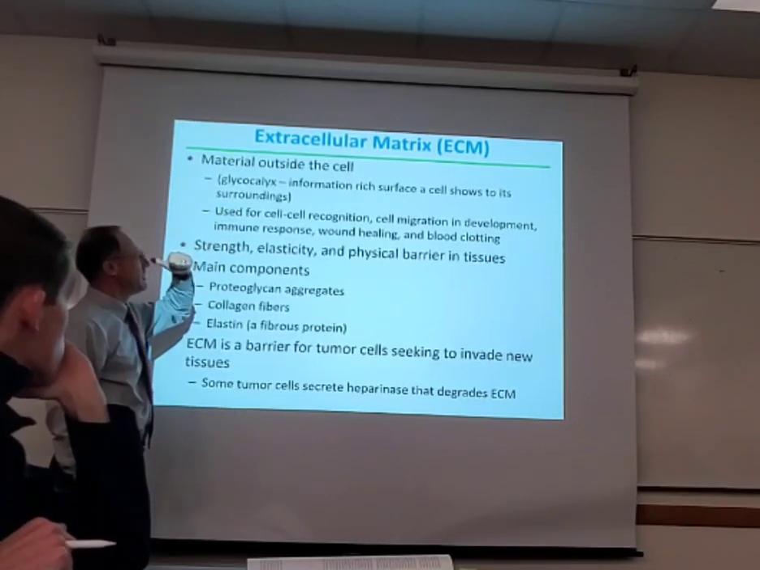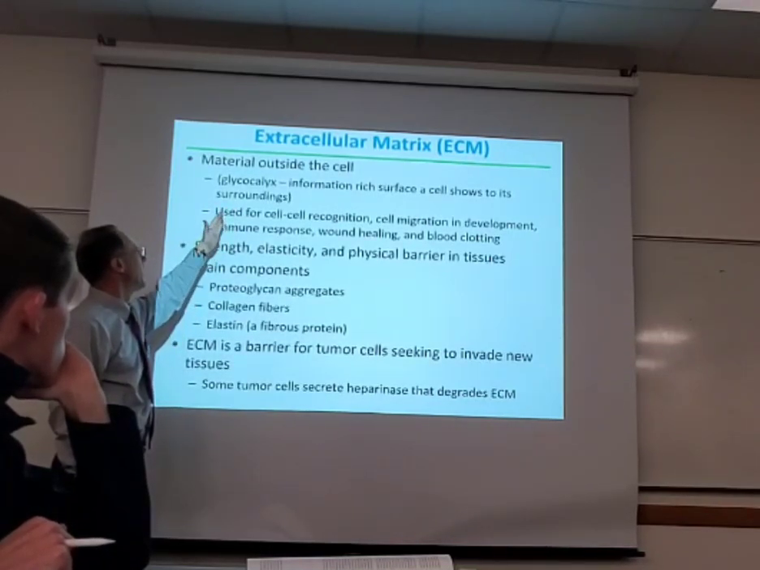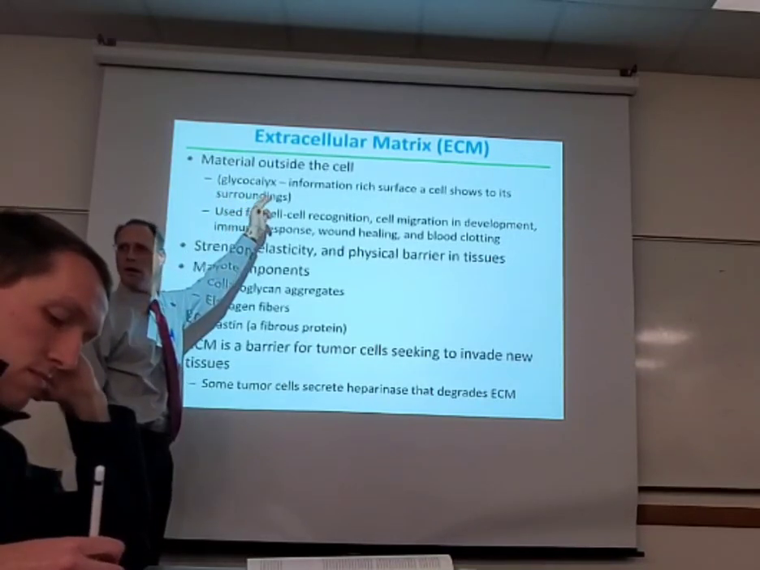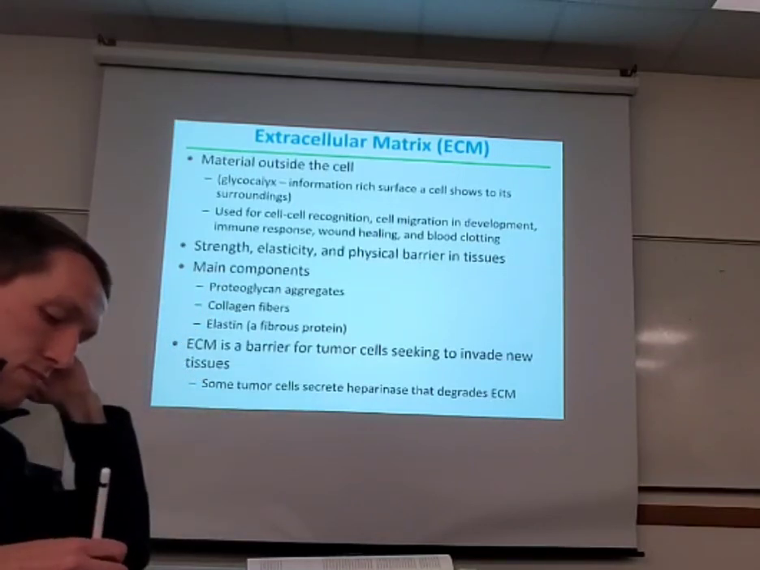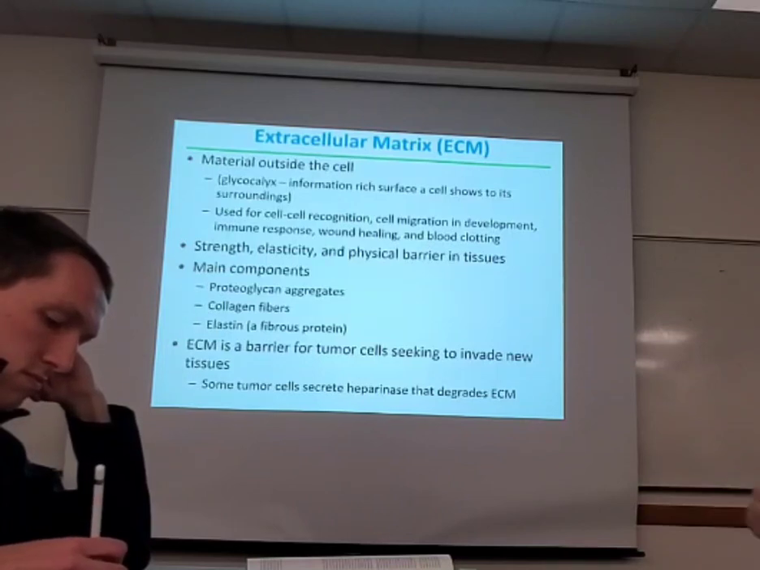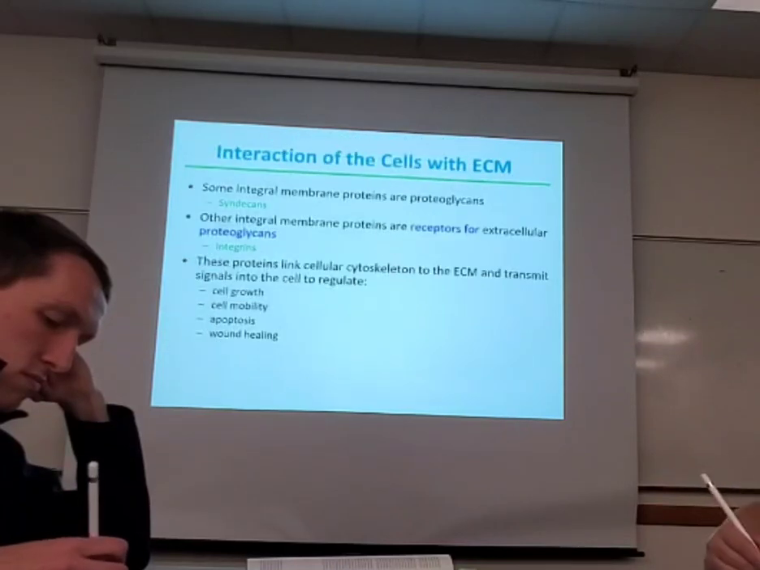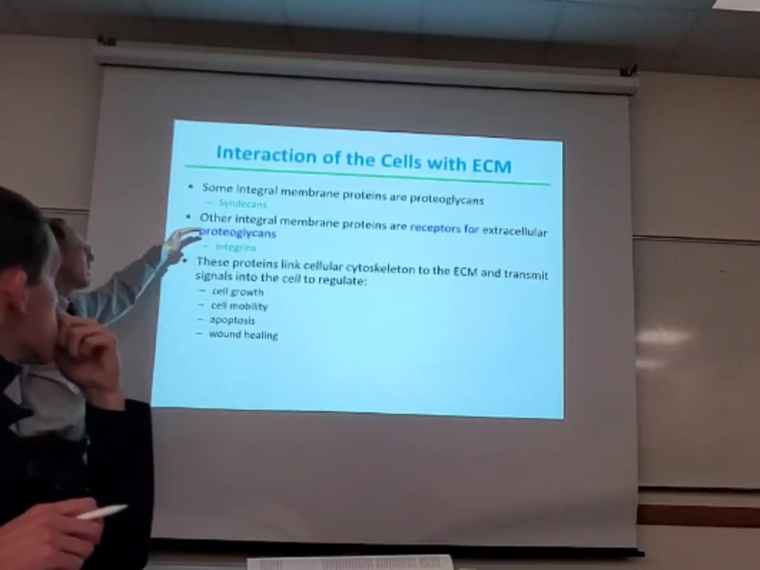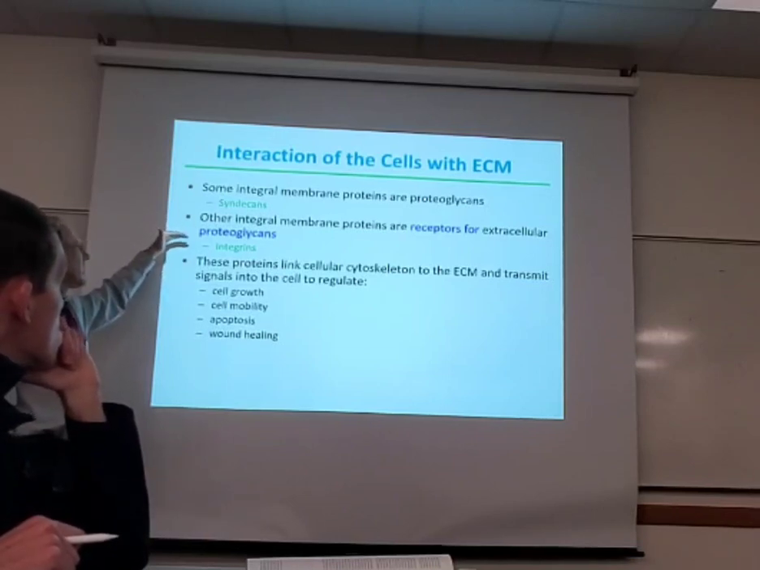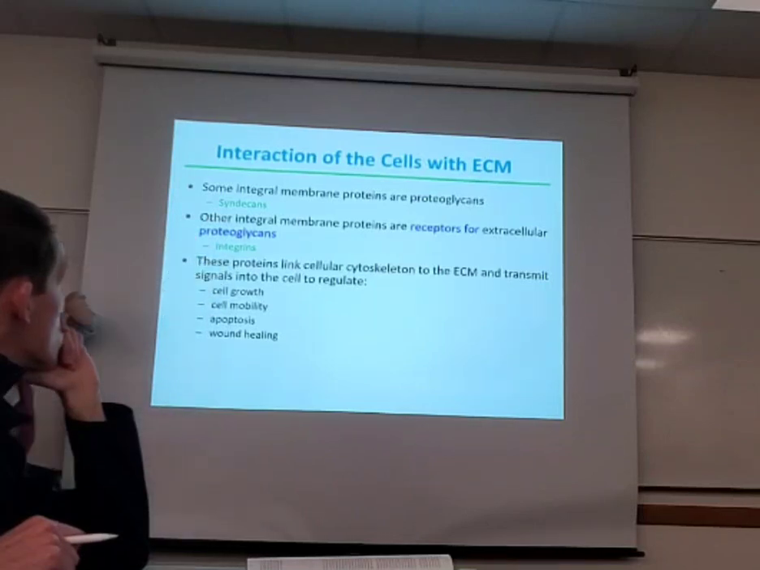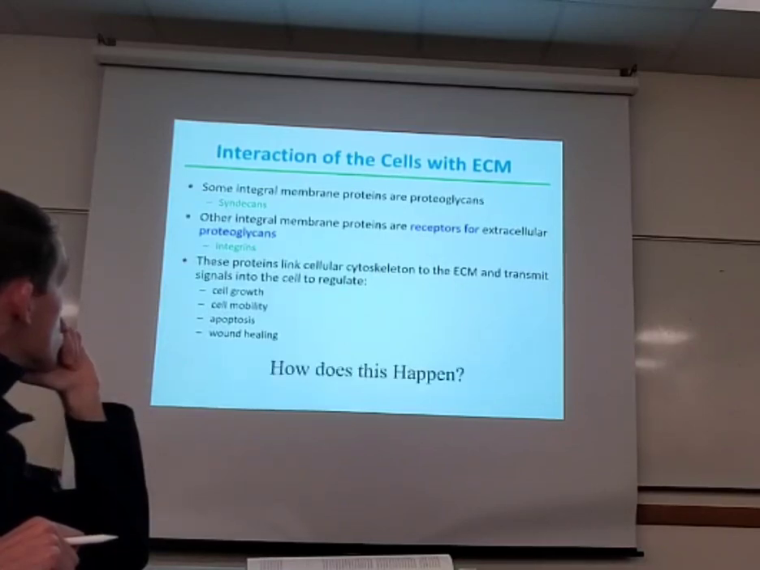Glycoconjugates, the information-rich surface a cell shows to its surroundings. What's it preceded by? Glyco meaning sugars. It's your sugar code. Okay? Wow. For cell-cell recognition, cell migration, immune response, wound healing, blood clotting, also trying to understand. There's information. Syndecans, we're going to talk about. Integral membrane proteins, proteoglycans known as syndecans, other integral membrane proteins, receptors known as integrins. We're going to talk about these, used for cell growth, mobility, apoptosis, wound healing, all the things we just talked about. How does it happen?